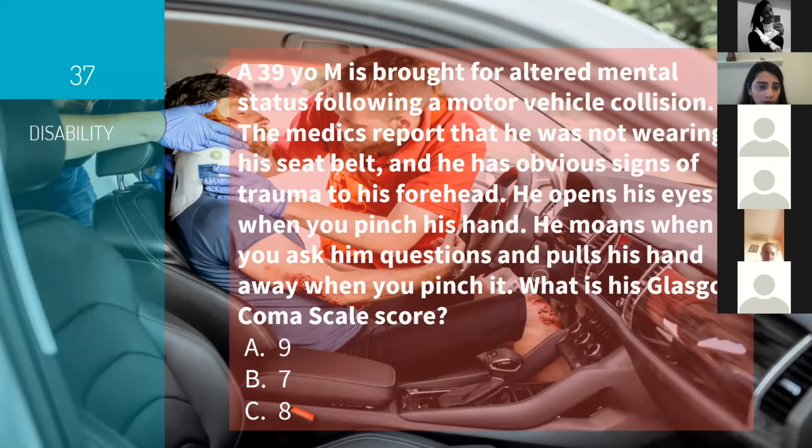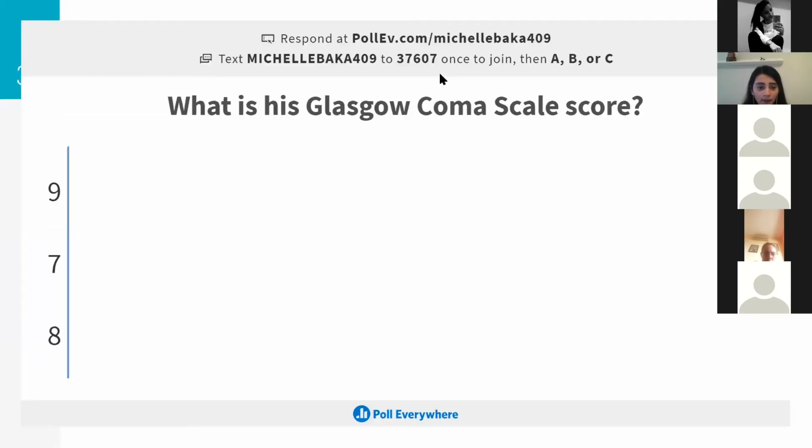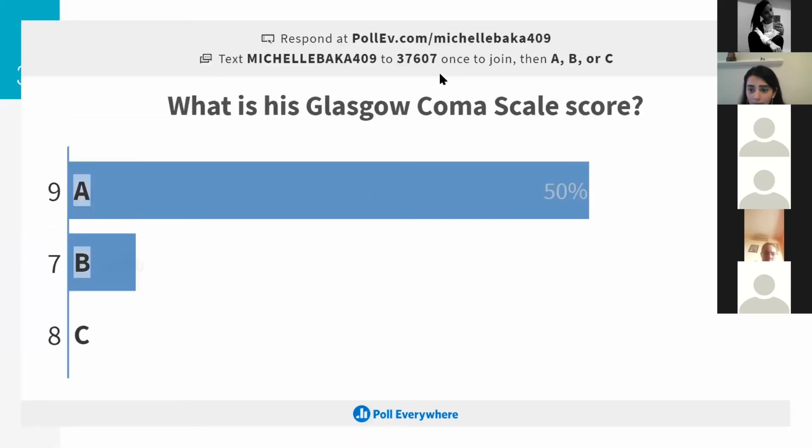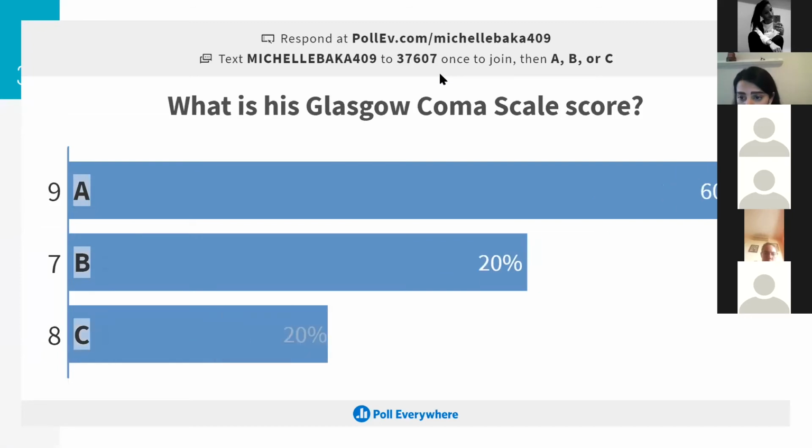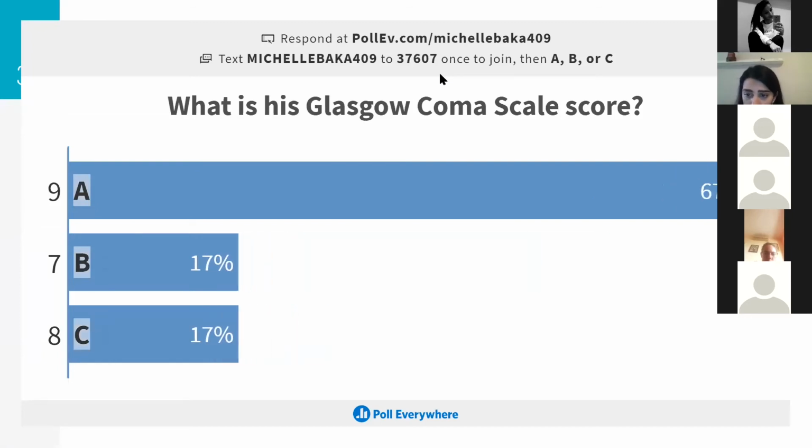A 39-year-old male is brought in for altered mental status following a motor vehicle collision. Medics report he was not wearing a seatbelt. He has obvious signs of trauma to his forehead. He opens his eyes when you pinch his hand. He moans when you ask him questions, and he pulls his hand away when you pinch it. What is his Glasgow Coma Scale? Is it 9 or 8? So he opens his eyes when you pinch his hand. He moans when you ask him questions, and he pulls his hand away when you pinch it.